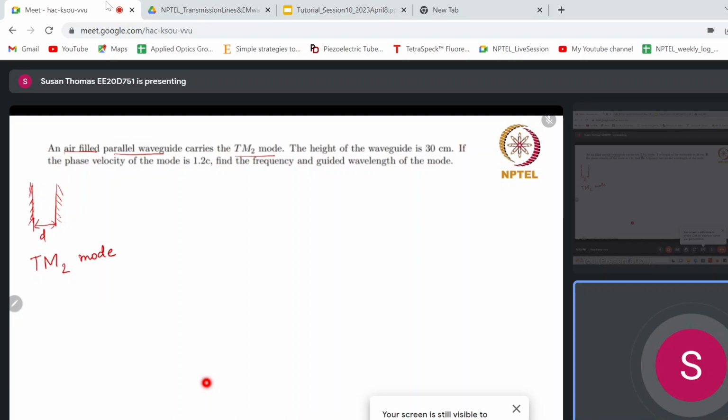Now the height of the waveguide, or we can also call it the separation between the plates, that is 30 centimeter. If the phase velocity of the mode is 1.2 c, so that is your phase velocity 1.2 c. Find the frequency and guided wavelength of the mode.